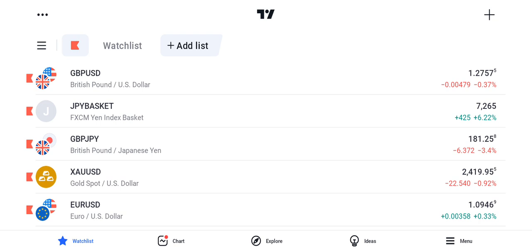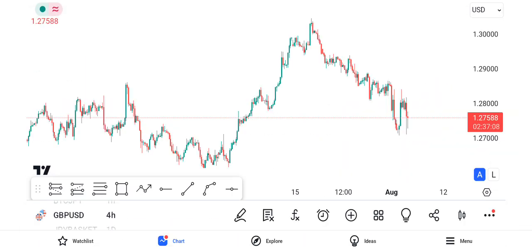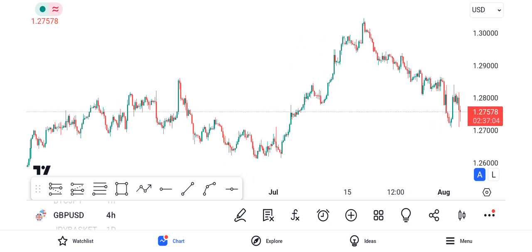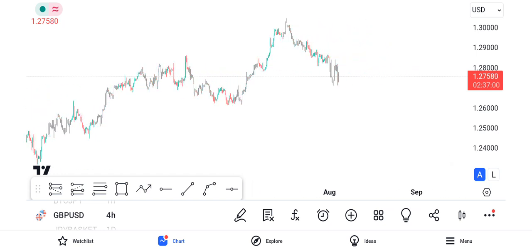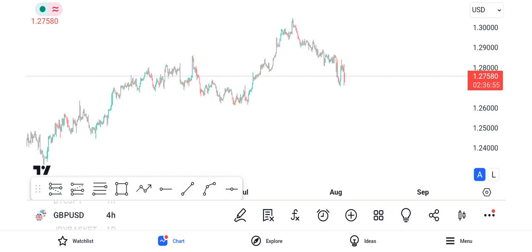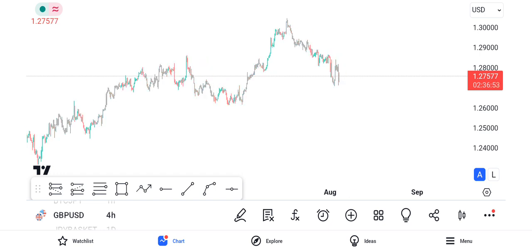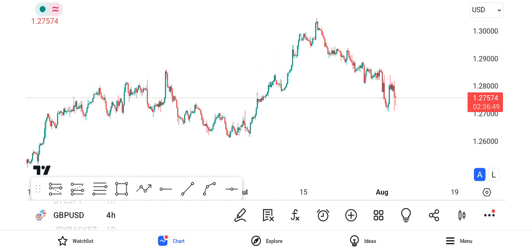So first I'm starting with GBP USD. On GBP USD, I start with the higher time frame, which is the 4 hour for me, as we are going to be day trading this pair I'm trying to make analysis on. So starting with the 4 hour time frame.